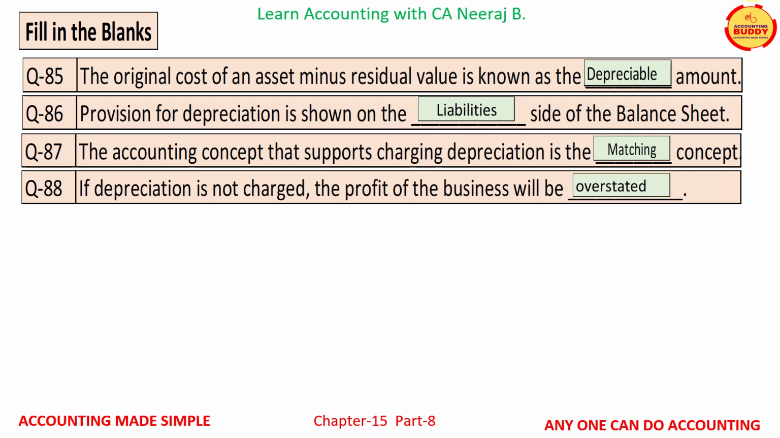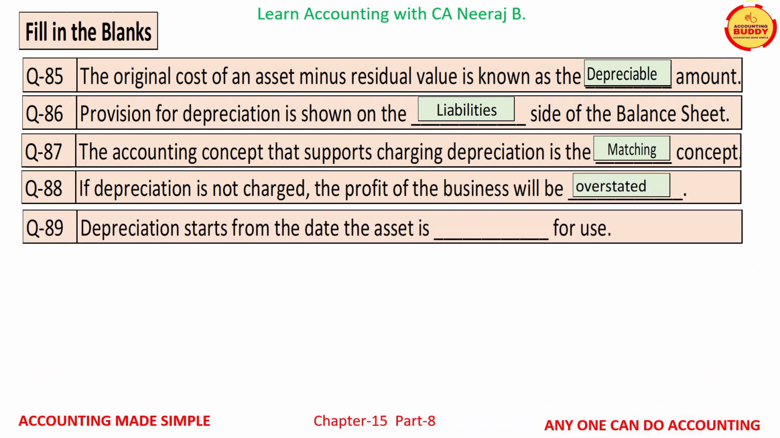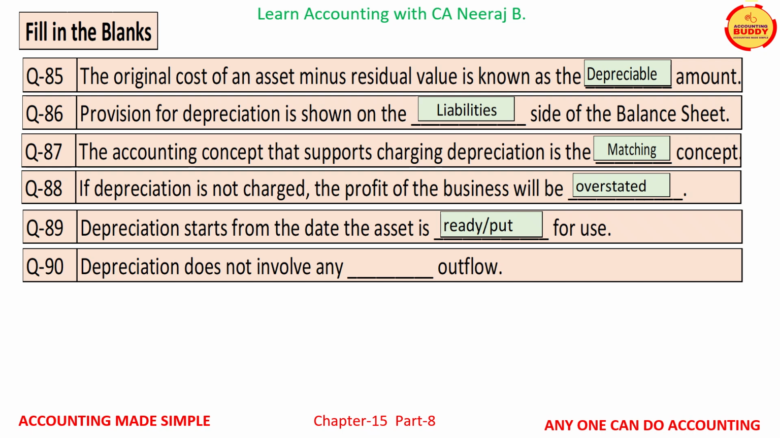Question number 88, if depreciation is not charged, the profit of the business will be dash, and the correct word is overstated. Question number 89, depreciation starts from the date the asset is dash for use. The appropriate word is ready or put to use. Question number 90, depreciation does not involve any dash outflow. The correct word is cash outflow.